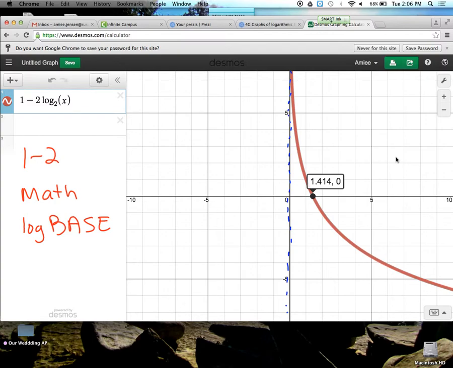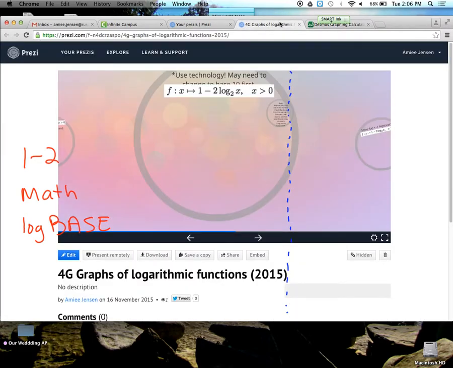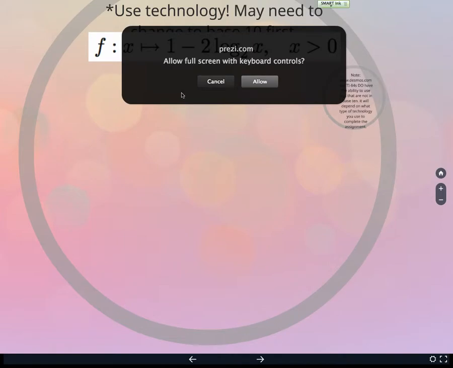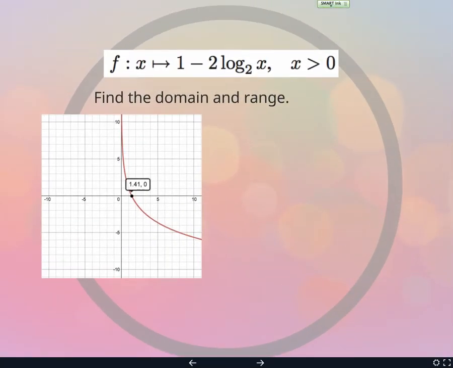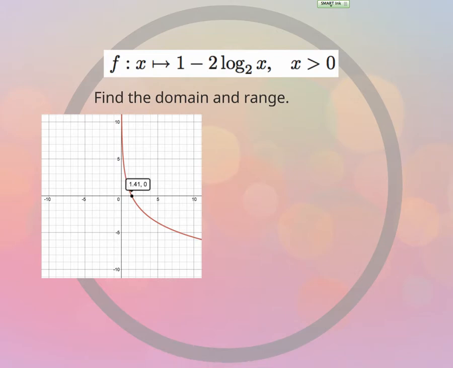I took a screenshot of this, so we're going to look at this picture when we do the domain and range and everything. Everyone's good with the graphing, the sketching? If not, let me check your technology and see what's happening there. If we go back to this, we already did the sketch. So now we're going to do domain and range. I just have the same picture, the picture you should have on your technology as well.